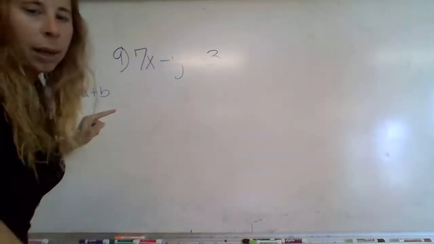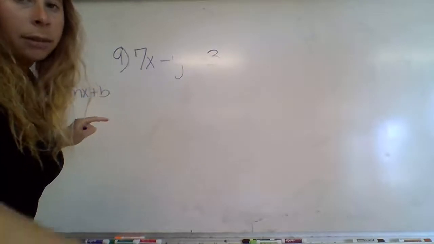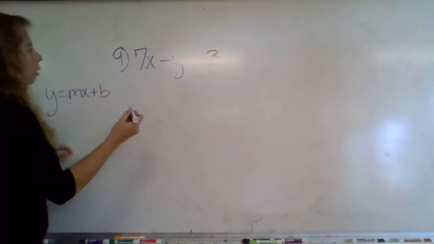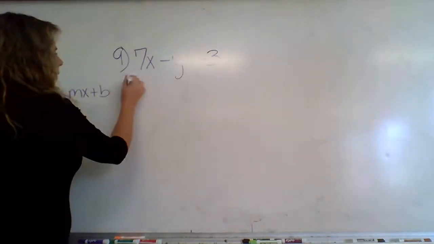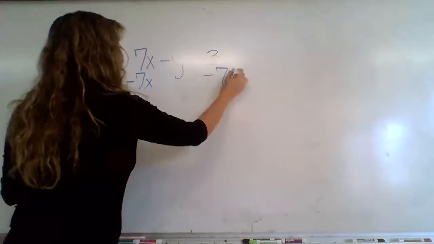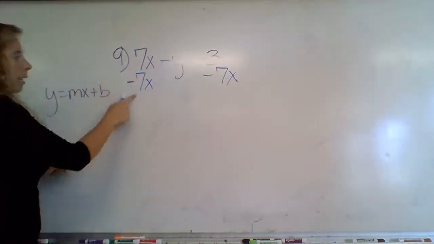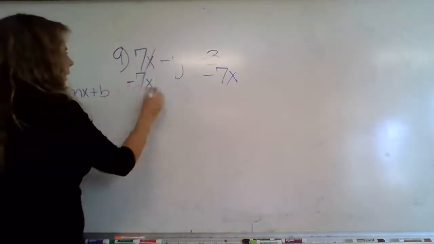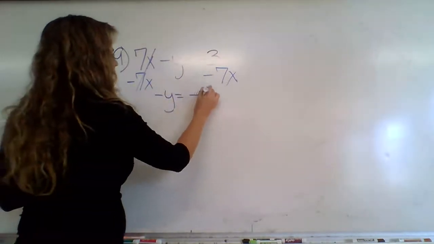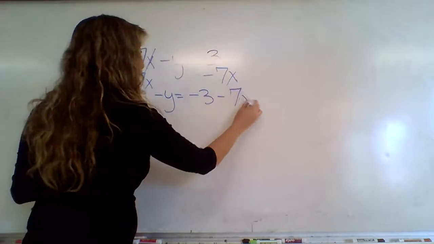I can't see myself. Hold on. There we go. That was trippy. We want the y to be by itself. So the first thing we're going to do, we're going to subtract 7x from both sides. 7x minus 7x is 0. So on this side, you're left with a negative y equals negative 3 minus 7x.